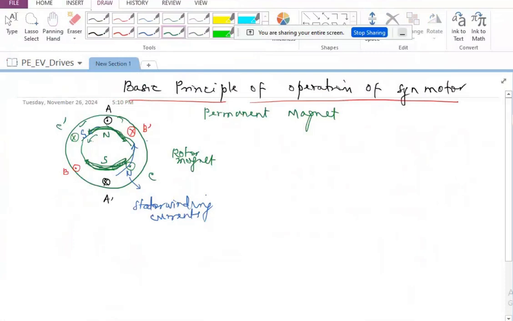When you put the magnet like this on the top, we call that surface mounted PMSM, surface mounted permanent magnet synchronous motor.